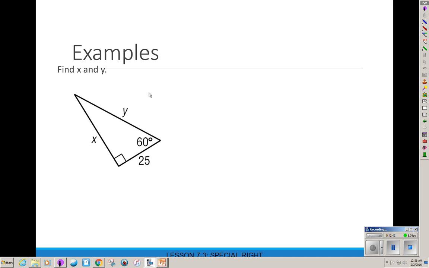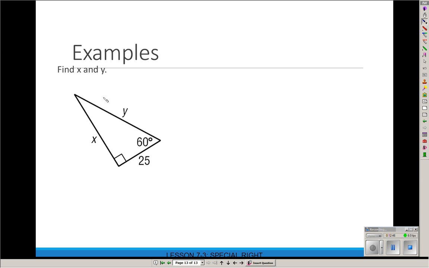Here's another one. Find x and y. We have a right triangle with a 60-degree angle. 90 plus 60 plus 30 makes 180 degrees for the triangle. So this is a 30, 60, 90 triangle. I know the side across from 30 degrees, and that's the short leg. The side across from 60 degrees is the long leg, and the side across from 90 degrees is the hypotenuse. So I need to find the long leg and the hypotenuse.